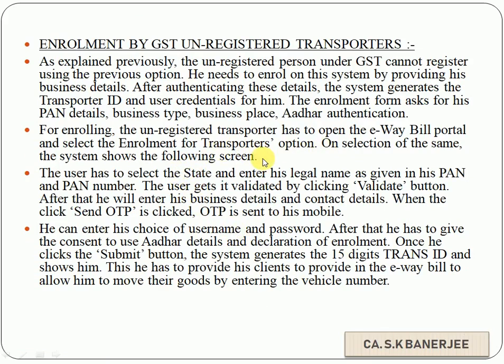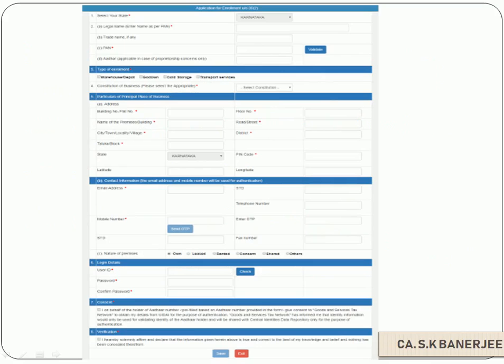Then the user has to select the state, and enter his legal name as given in his PAN and his PAN number. The user gets it validated by clicking the validate button. After that, he will enter his business details and contact details, and then an OTP will be sent for verification. Once he has submitted the application, a 15-digit trans ID will be generated. He has to provide this trans ID to his clients, to enter in the e-way bill, to allow him to move goods by entering the vehicle number. So you have to note down your trans ID and keep it safe.